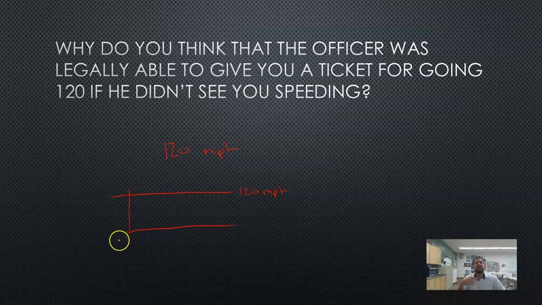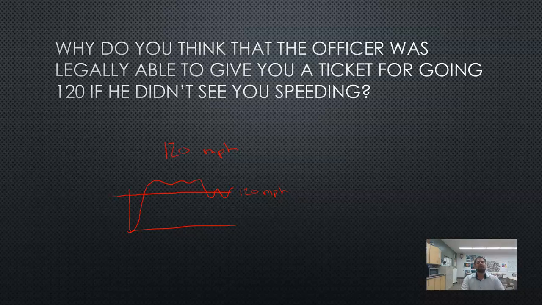So obviously you weren't going 120 miles per hour. Chances are you did something like this. You sped up and then you kind of went forward. And then as you got to Vegas, maybe you slowed down. Maybe there's some traffic somewhere along the line, so you went back and forth over 120 miles per hour.